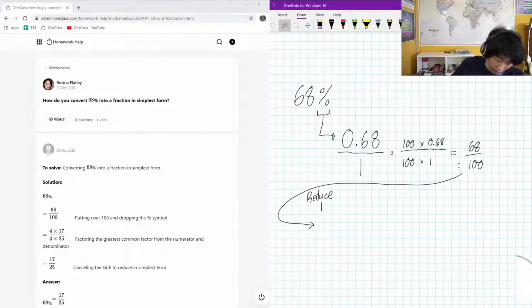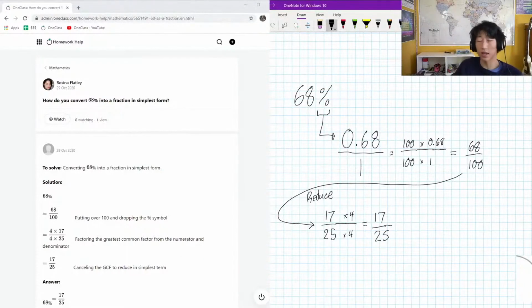So we will have 17 over 25. And that's after factoring out the 4. So this is just going to be 17 over 25.